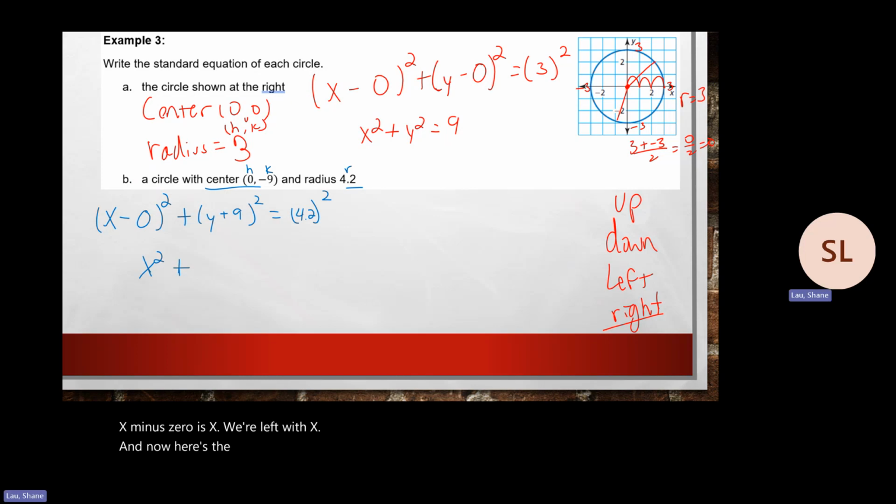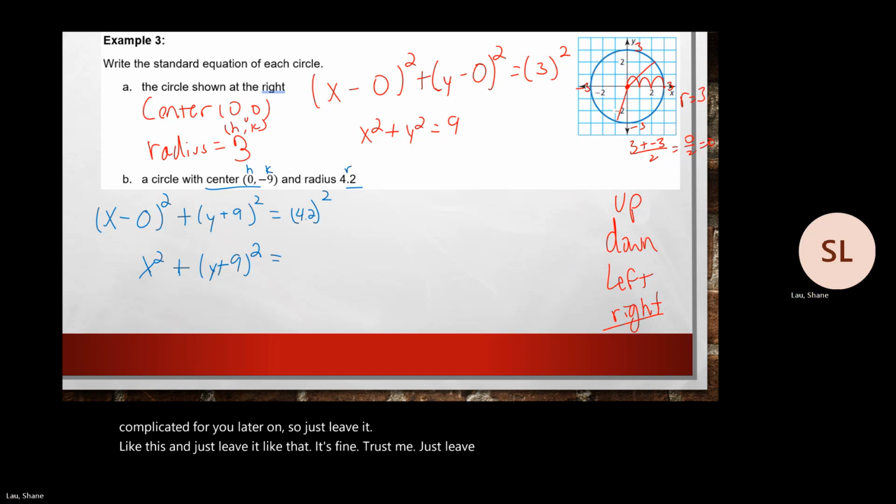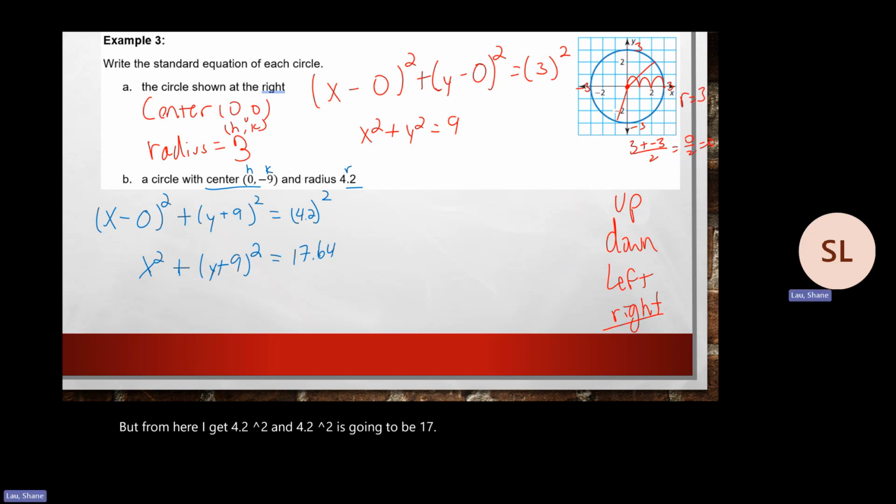And now here's the trick. A lot of us are going to think, oh, y plus 9 squared, that quantity squared, I have to FOIL it out and figure out what all those values are. Hold your horses. No, do not do that. You're going to make things a heck of a lot more complicated for you later on. So just leave it like this. It's fine. Trust me. Just leave it. But from here, I get 4.2 squared, and 4.2 squared is going to be 17.64. And that is my equation. That's it. I'm done.